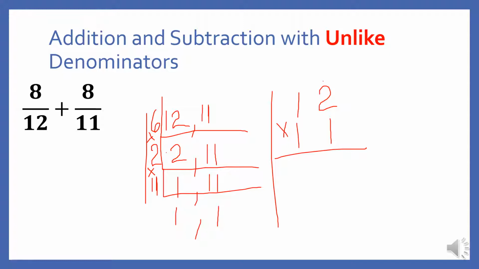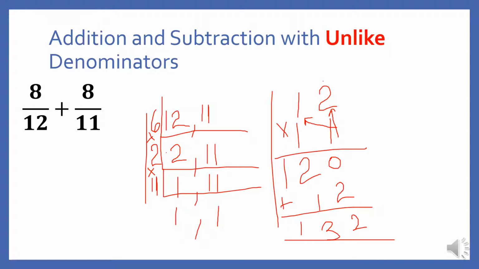when I'm multiplying a two digit number, the first thing I do is put my zero. 1 times 2 is 2. 1 times 1 is 1. And then 1 times 2 is 2, I'm multiplying by this number now. And then this 1 times this 1 is 1. Okay? And now we're going to add. 0 plus 2 is 2, 2 plus 1 is 3, 1 plus 0 is 1. So the answer is 132. So the LCM of 12 and 11 is 132.